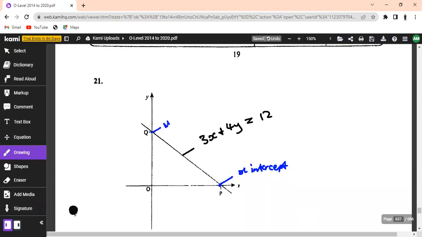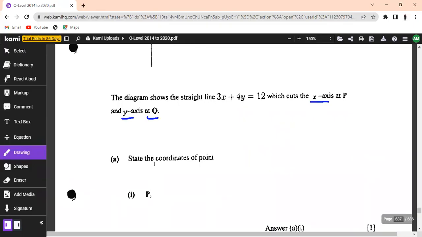At Q here, that's your y-intercept. All right, so this is your y-intercept there. So the question is, state the coordinates. I say, guys, it's not calculate, it's actually state, which means by sight, by just looking at this, you can obtain your answer. It's not calculate, it's to state, which means you can just have the coordinates at P.